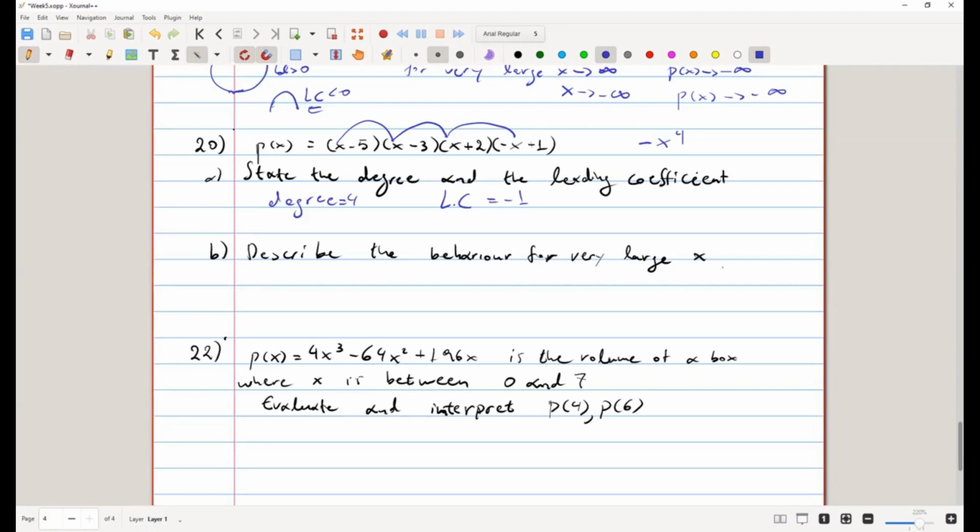Now, to describe the behavior for very large x, again, it is only based on the above facts, the degree and the leading coefficient. We don't need to multiply everything out in order to find the behavior at very large x. We have a negative leading coefficient and even degree. So it will be looking like this. And hence, as before, for x going to positive or negative infinity, the polynomial will be going to negative infinity.